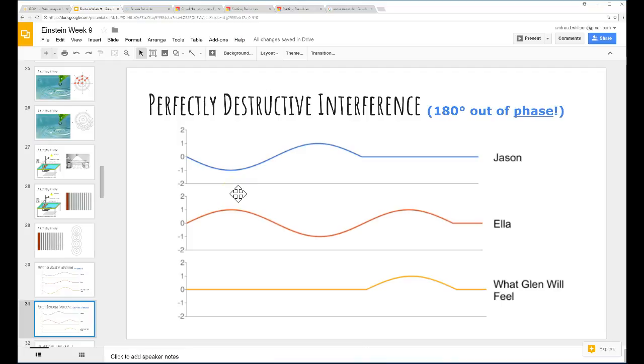That was great. So in perfectly destructive interference here, Ella starts before, but when Jason starts, he is 180 degrees off of Ella, and Glenn will feel nothing. Both waves are still coming in. If you ask Jason and Ella, they're still working hard, sending waves down to Glenn, but Glenn will feel nothing, and if they're perfectly aligned, and if this is light, it will be dark. So this is perfectly destructive interference, which is 180 degrees out of phase.